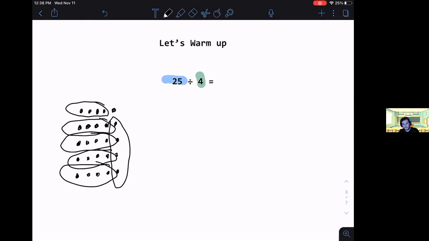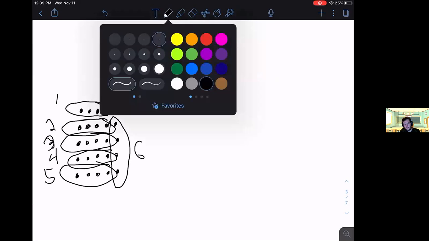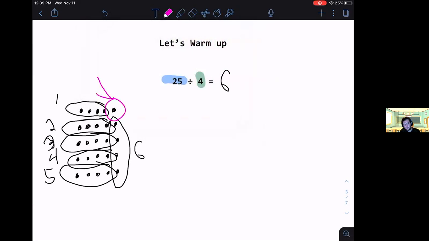So we have 1, 2. I still can't write threes very well. 3, 4, 5, 6 groups. So we know part of our quotient is going to be 6. But what about this number here? We have a 1 there. Does 1 split equally into a group of 4? No. What do we call that? We call that our remainder.